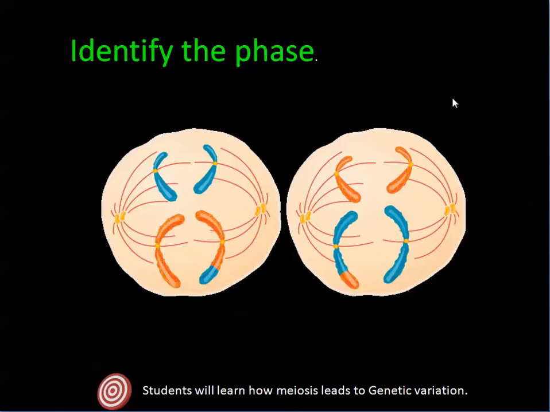Okay, now you're going to have to do a little work. Identify the phase. This is meiosis, not mitosis. Go back and look at your pictures. I know you drew some. What phase is this? Okay, I'll give you some hints.